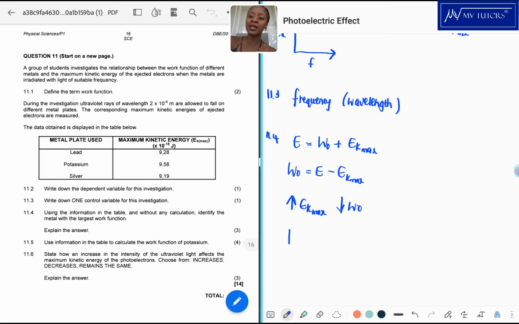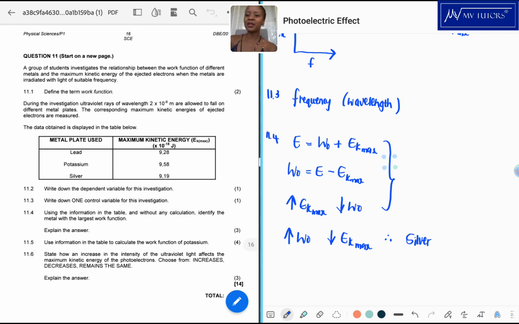So therefore, if I want the highest work function, the largest work function, I would have to look for the maximum kinetic energy that is the lowest. Because they're going from maximum to minimum, I have lead first as the maximum and silver as the minimum. So the metal would be silver. And this is my explanation. I used the formula to derive my conclusion, which is silver. Okay, so 3 marks should be sufficient.